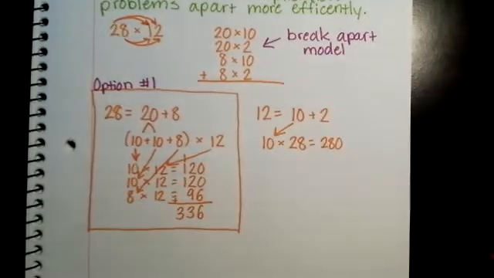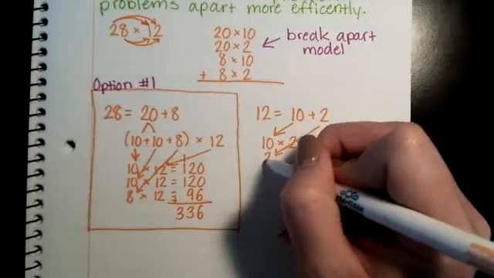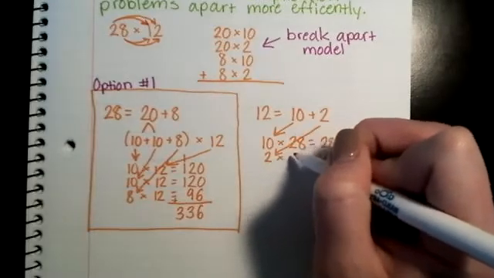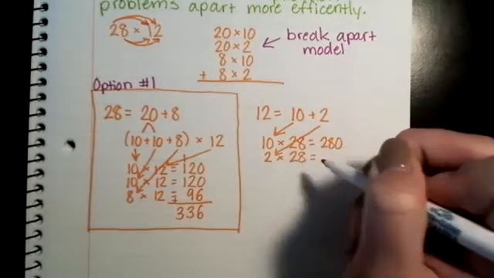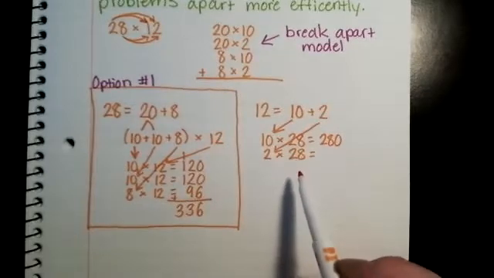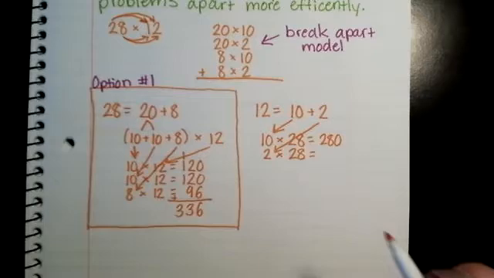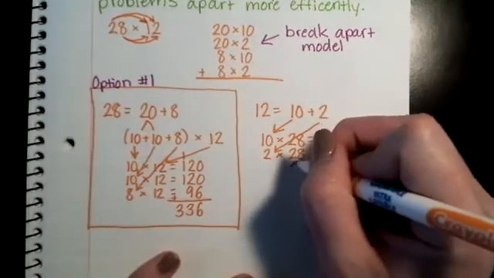All right, so 280. And then I'm going to take my 2 and multiply it by 28. Okay, now this one I'm going to kind of break apart a little bit further. And I'm doing this kind of in my head, but, well, no, I'll break it out the best I can.